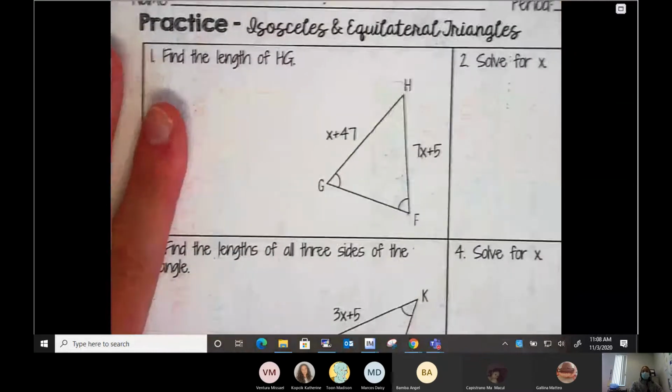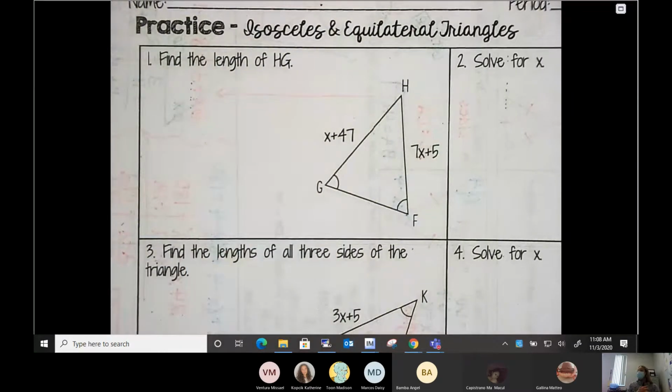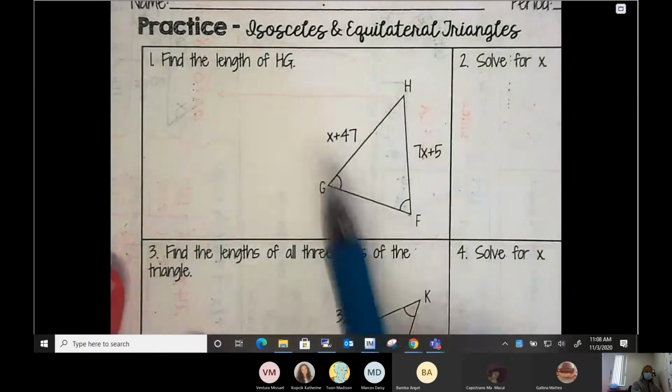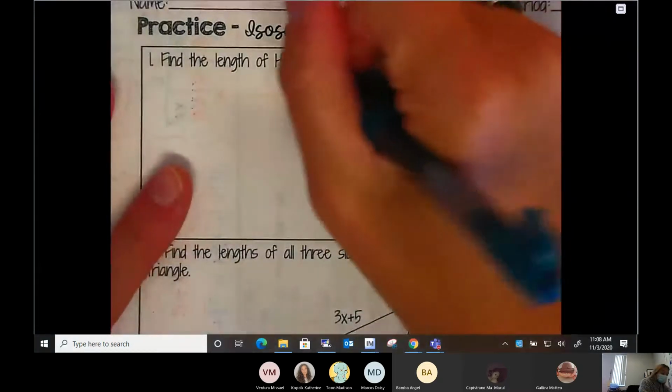Okay, so let's take a look on the back at practice number 1. So I asked you to identify what type of triangle it was. And again, you only have two choices. It's either isosceles or equilateral. So if you take a look at number 1, what type of triangle is that picture? How do you know that, Rod? Good. Only two angles are marked as being the same. So automatically, since only two are given to me, it's isosceles.